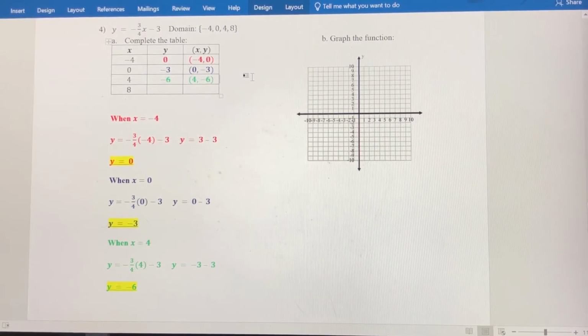Okay, last one, when x equals 8, we're going to replace x with 8. So this is going to cancel out, and it's going to leave us a 2.